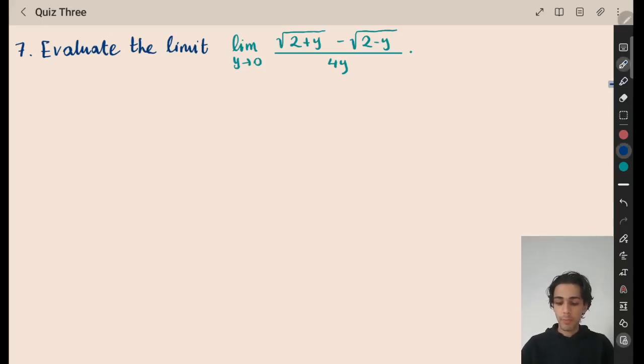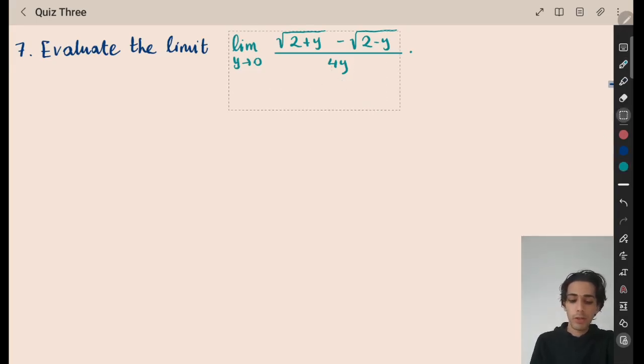Evaluate the limit. Okay. This should not be too difficult. It is easy to see that if we plug in 0 here, we'll have a problem of dividing by 0. So we have to play with this a little bit.